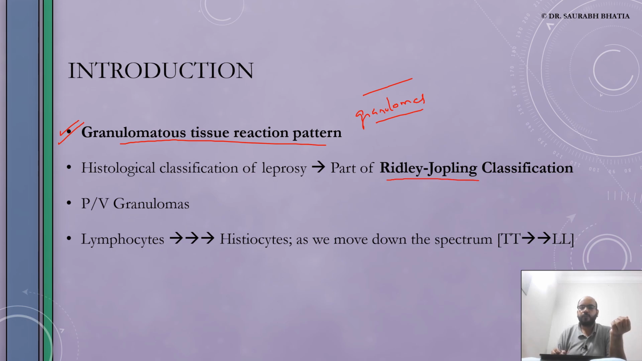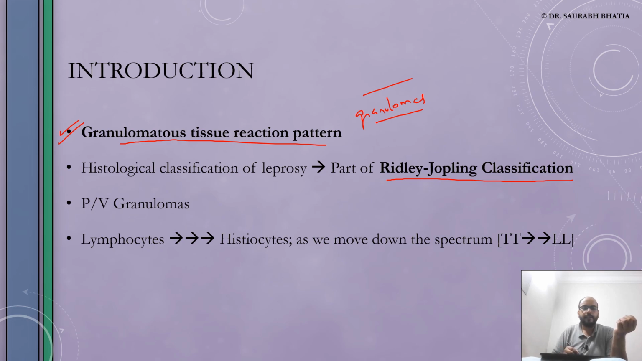We know that the Ridley-Jopling classification includes an aspect of histopathology, that whatever changes we are seeing in biopsy, Ridley-Jopling includes that while classifying leprosy cases into tuberculoid pole, BT, BB, BL, or lepromatous leprosy. So when we use the Ridley-Jopling classification, we are keeping the histological characteristics of leprosy together.